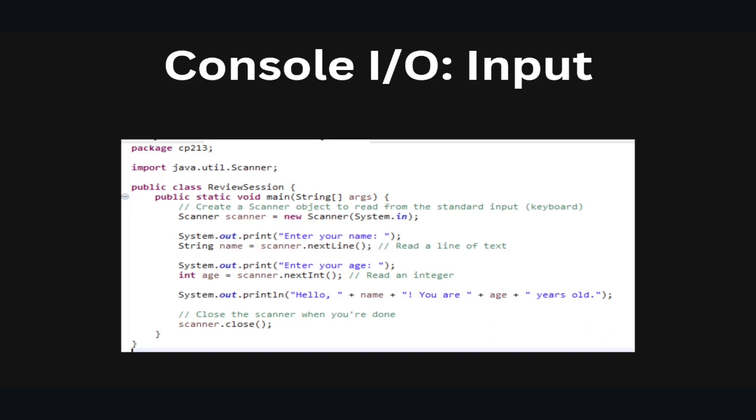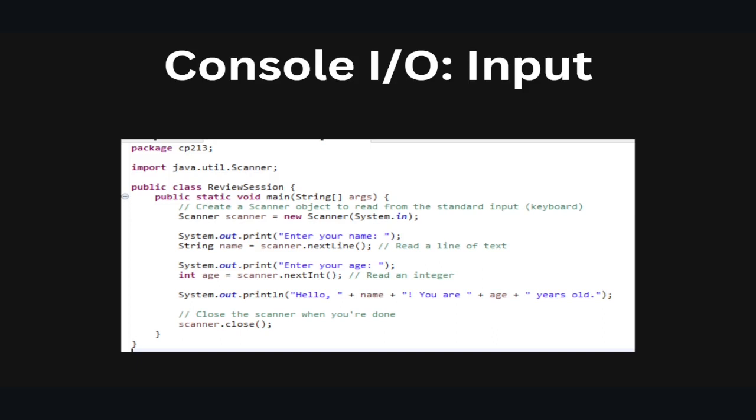And then we do scanner.close, which closes the scanner when we're done using it, because we don't need to have that object in memory if we're not going to be using it for collecting inputs. But yeah, that is how we do console input with Java.